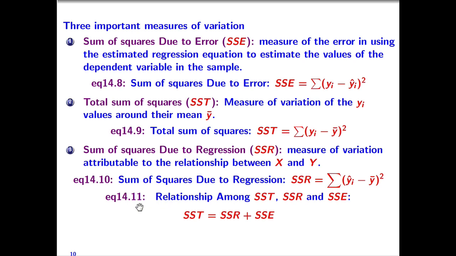There is a relationship among SST, SSR, and SSE, which is from equation 14.11, SST equals SSR plus SSE. Normally, two of those three measures will be given, and you need to find the third one. For example, if SST and SSR are given, then SSE is equal to SST minus SSR.